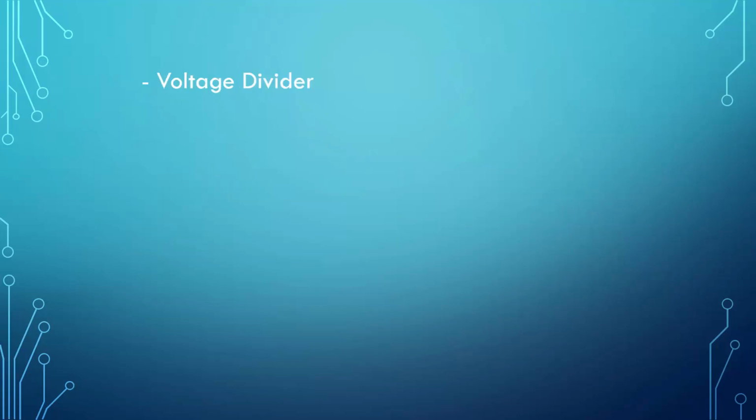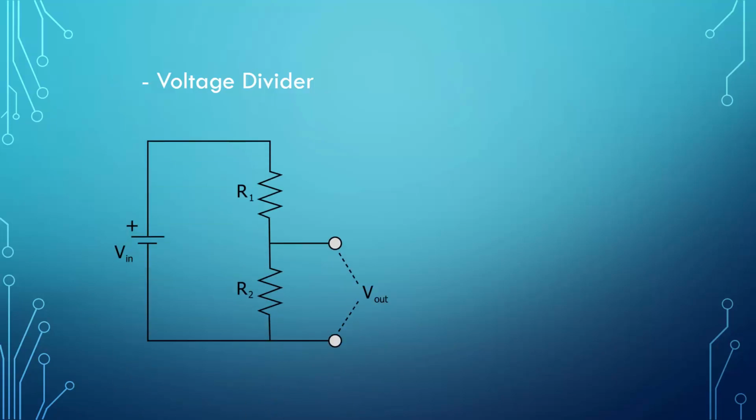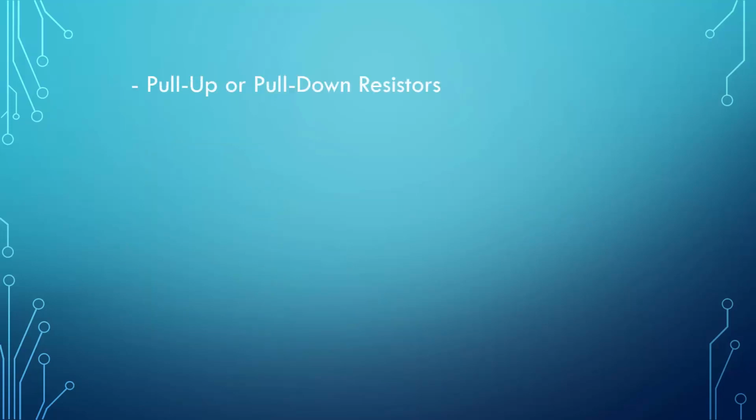A voltage divider is a resistor circuit which turns a large voltage into a smaller one using just two resistors in series like this. Output voltage can be calculated by this formula: V out is equal to R2 divided by R1 plus R2 times V in. Another usage is pull up or pull down resistor.